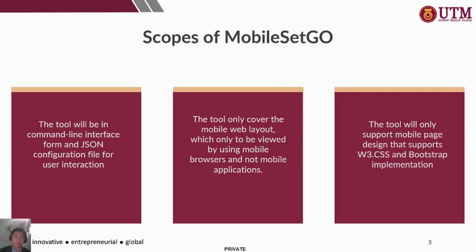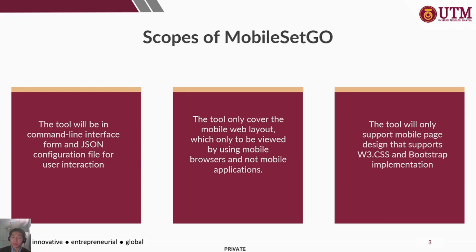So there are three scopes for this generator tool. The first scope is that MobileSetGo will be in command line interface form and also use a JSON configuration file for user interaction. So basically, the user will structure the web application, and MobileSetGo will generate based on the app structure that the user writes in the JSON files.